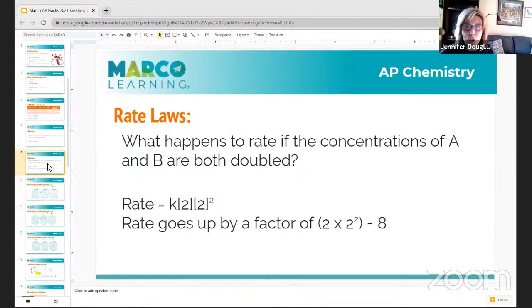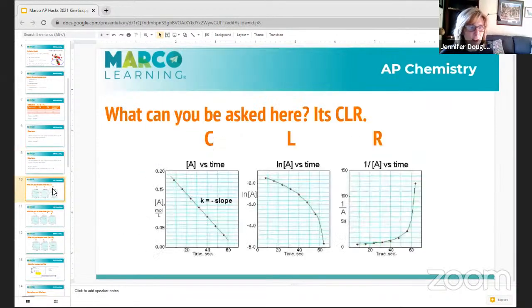The one that they do ask you about, though, is this one right here. It's called the integrated rate law. And it's a different way of finding out what the rate is. These are related to each other. Still going to be talking about the same experiment.